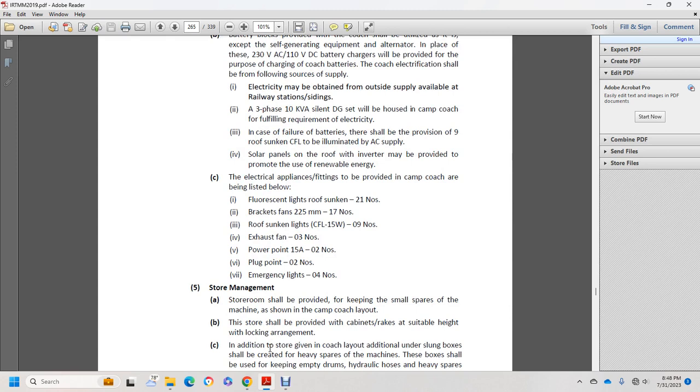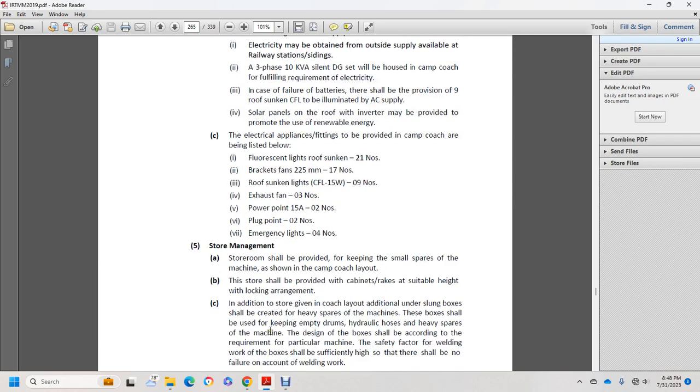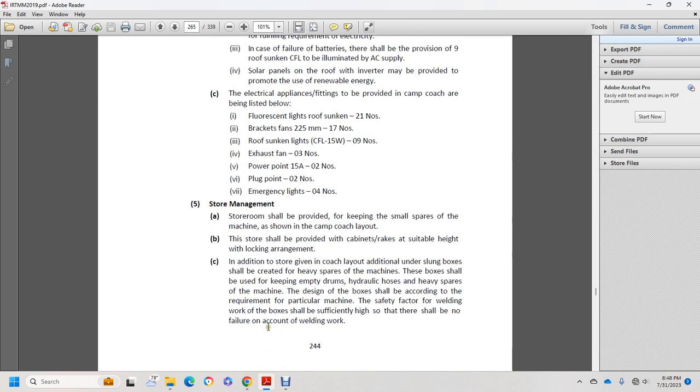A store management room shall be provided for keeping small spares of the machine, as shown in the camp coach layout. Stores shall be provided with cabinets of suitable height with a locking arrangement. An additional store is given in the coach layout with an additional underslung box to store heavy spares of the machine, such as empty drums, hydraulic hoses and other heavy spares, designed with locks according to the requirement of the particular machine, with a safety factor for the welding work of the box, sufficiently high so that there is no failure on account of the welding work.